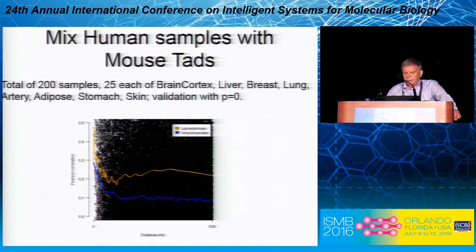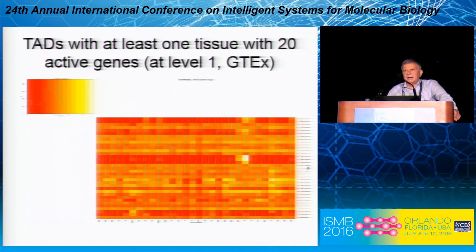We also tried to put tissues of humans into the TADs of mouse. This was just more as a divertissement, but it shows that the TADs are replicated across the various species. And we can show diagrams such as this one, where we show for each TAD and for each tissue how many active genes there are. So this would be the result of a map in terms of our operation.